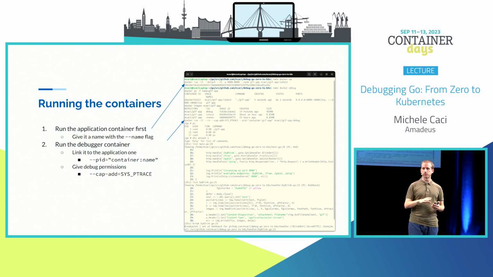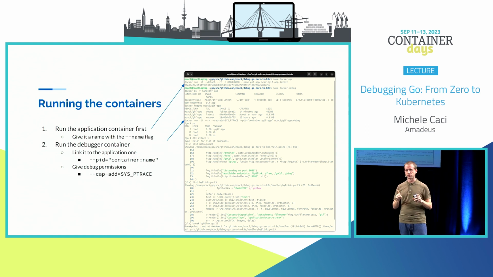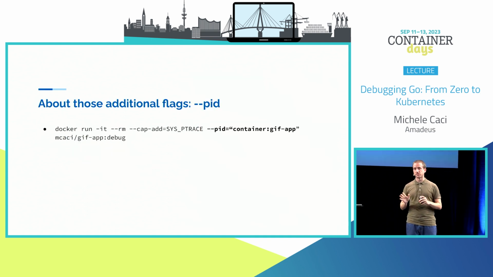Then, once the application is running, you can also run the debugger container. And to run the debugger container, you'll need 2 additional flags with your Docker run command. The first one is pid, and the second one is cap-add. We are going to see this in more detail, and also why we didn't see those flags in the local environment. First, we will start with pid.